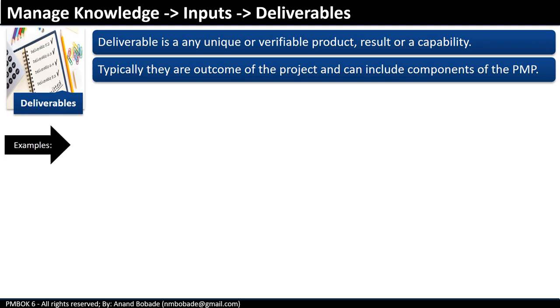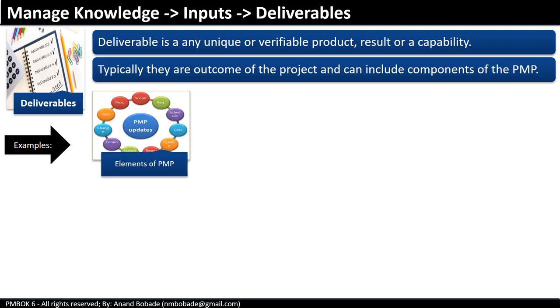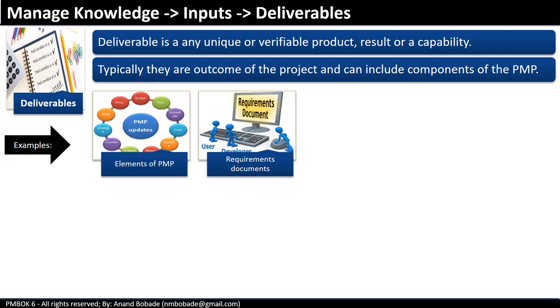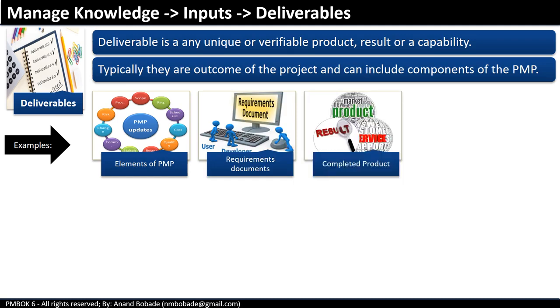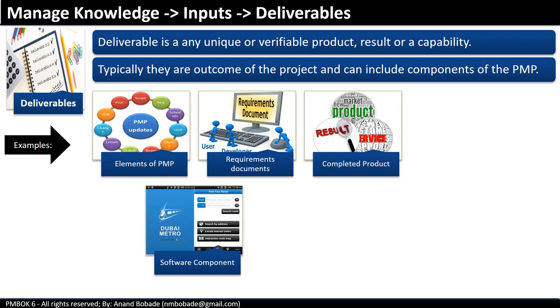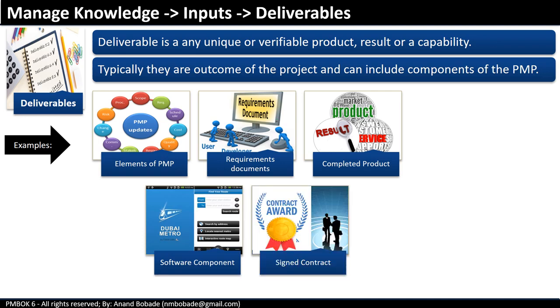Examples of deliverables are the project management plan or any element of the PMP, that is, subsidiary plans or baselines, requirements documents, a completed product, for example, a constructed house, software or any component of software, or a signed contract.